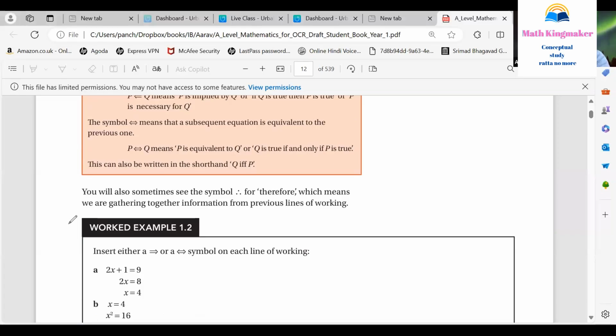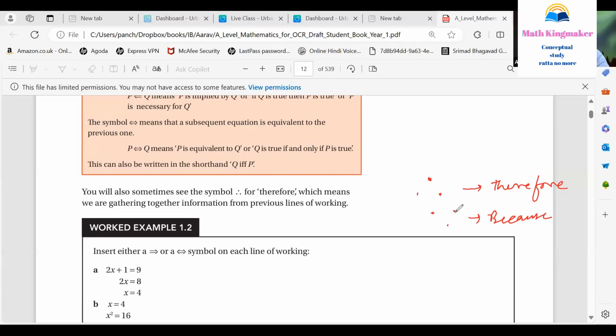So sometimes we use that symbol, therefore. This is "therefore." And what is this? I don't know what that's there for. It is "because." Oh, okay.